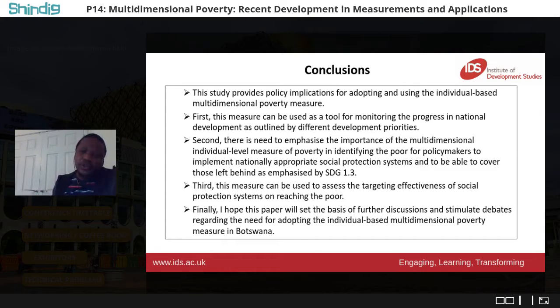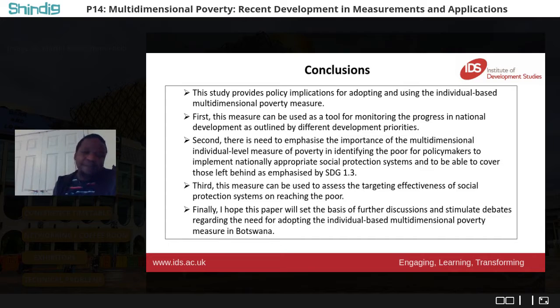And also, there is need to emphasize the importance of the multidimensional individual level poverty measure in identifying the poor, especially for policymakers, so that nationally appropriate social protection systems can be put in place and to be able to cover those identified as left behind. And then this measure can be used to assess the targeting effectiveness of social protection systems on reaching the poor.